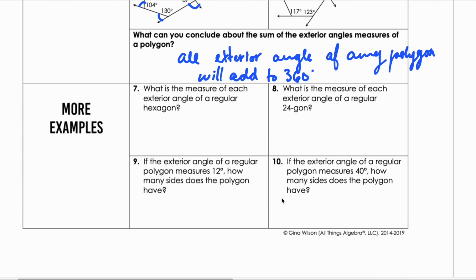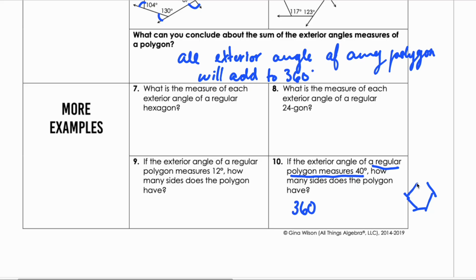Okay, let's take a look at number 10. If the exterior angle of a regular polygon measures 40 degrees, how many sides does the polygon have? Well, let's think about this for a minute. We know that the exterior angles of any polygon add up to 360 degrees. And they're telling us that some polygon, we don't know which one it is, but a regular polygon measures 40. So if it's a regular polygon, that means every exterior angle has to be the same, right? It has to be congruent.